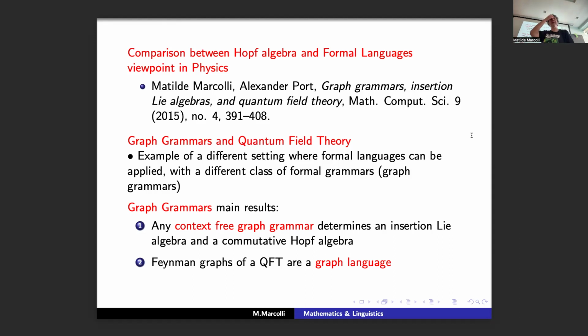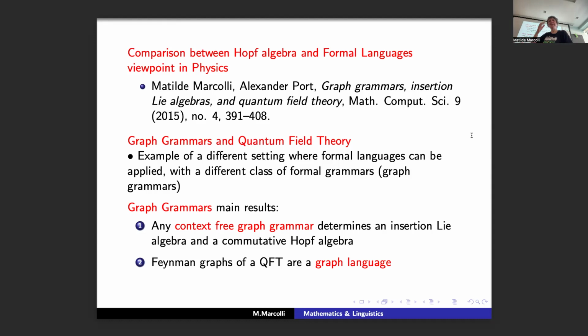When you look at quantum field theory from the point of view of these formal languages, the graph grammars, there are 2 things that you observe. There's a notion of context-free graph grammars, and context-free graph grammars determine one of these insertion Lie algebras, which is not necessarily the same as the one that actually occurs in quantum field theory, but has the same structure. So from these formal languages, you can produce insertion Lie algebras that look like the quantum field theory ones. And also, the Feynman graphs of a quantum field theory are a graph language.